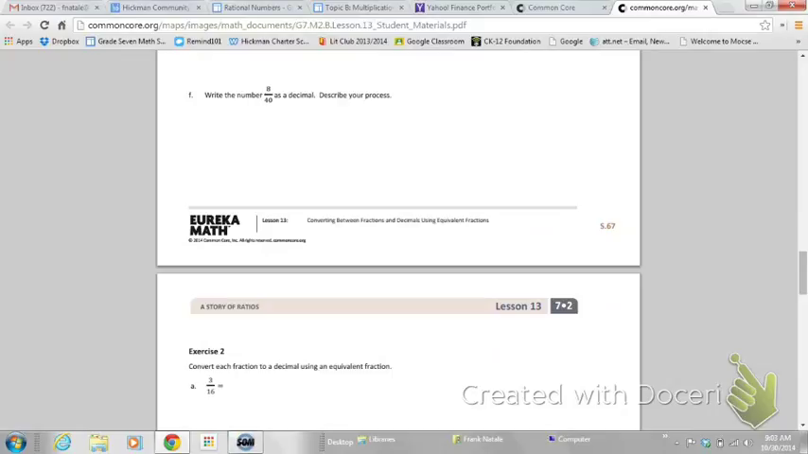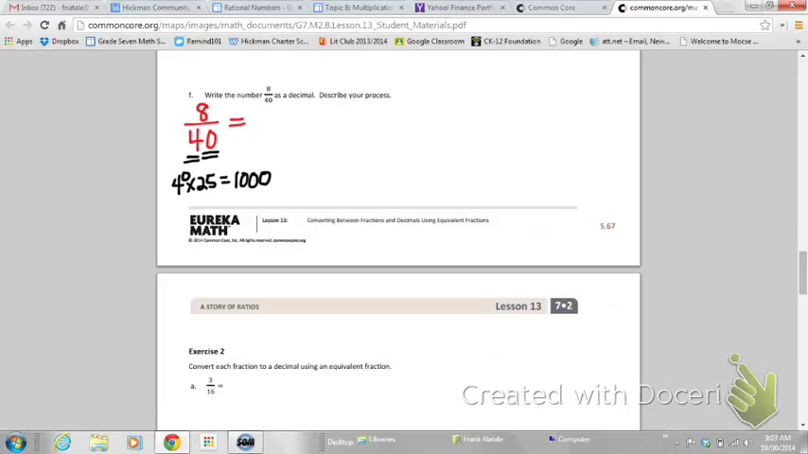8/40ths as a decimal. Okay, again, if I am looking at that 40, what I know about the number 4, for example, is that 4 times 25 is 100. So I'm working from that perspective. I know that 4 times 25 is 100. Therefore, I know that 40 times 25, because I'm just adding a 0, is going to equal 1,000.